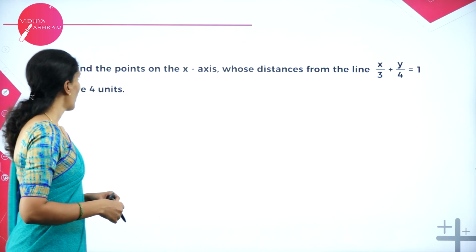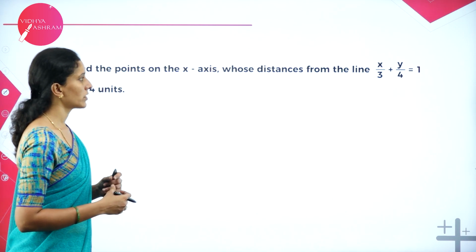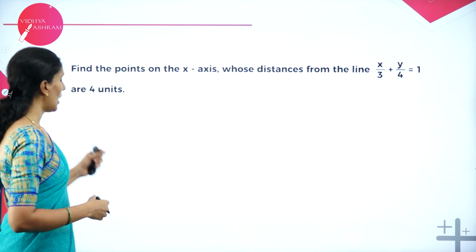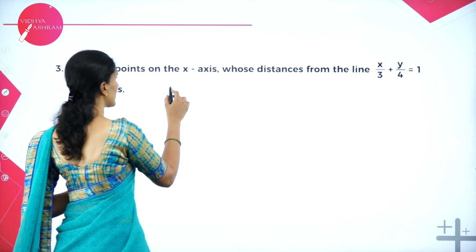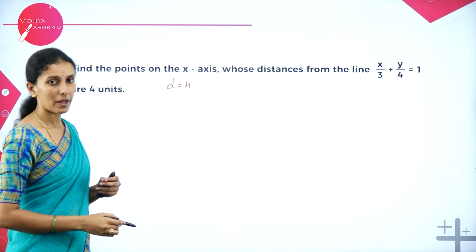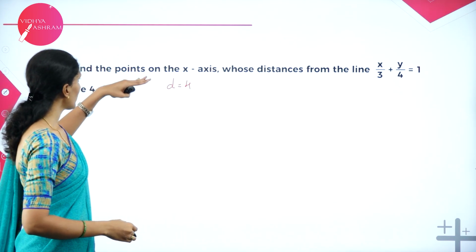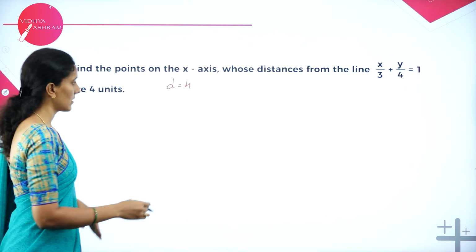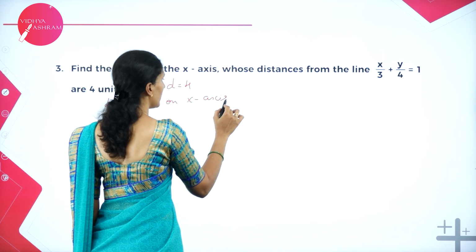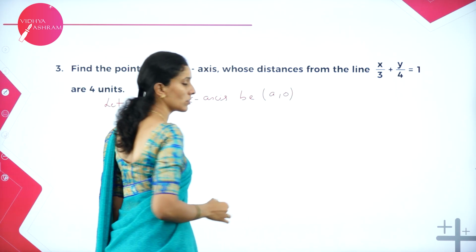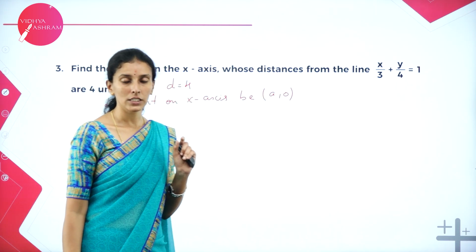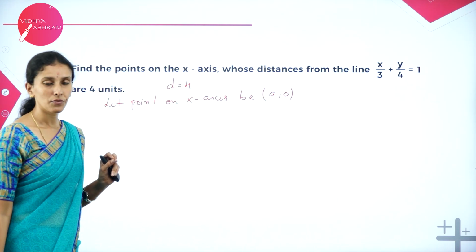Next question. Find the points on the x-axis whose distances from the line x by 3 plus y by 4 is equal to 1 are 4 units. So here the distance is given and the line is given, that is x by 3 plus y by 4 is equal to 1. I need to calculate the point on the x-axis. So let the point on the x-axis be (A, 0), because on the x-axis the y coordinate is 0. Now I need to find the value of A, that is the coordinate. I use the distance formula again.